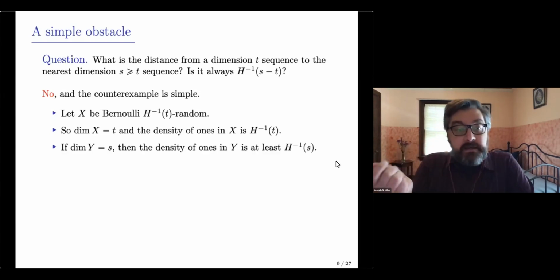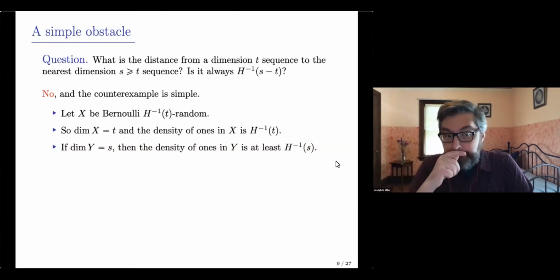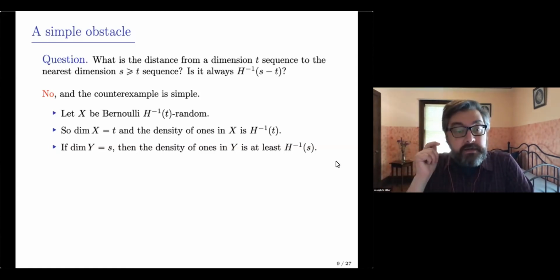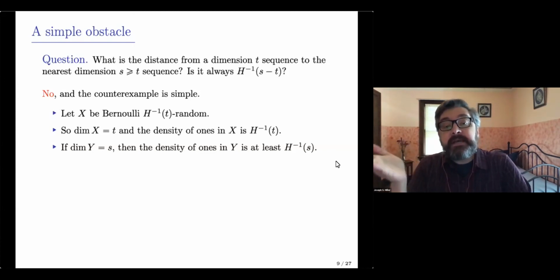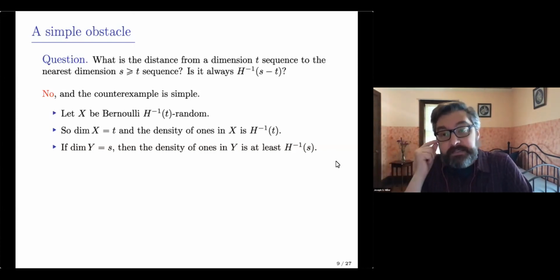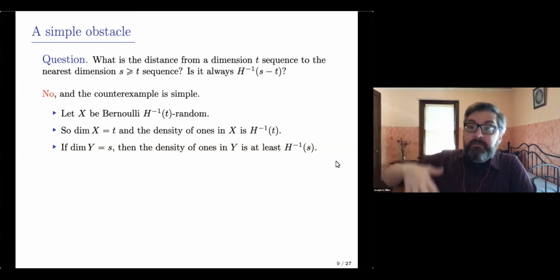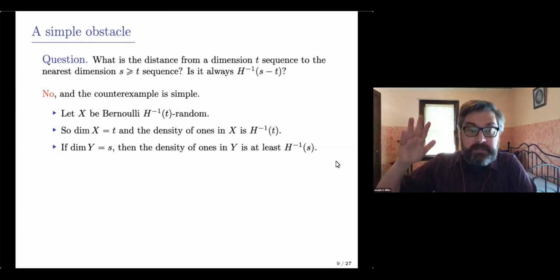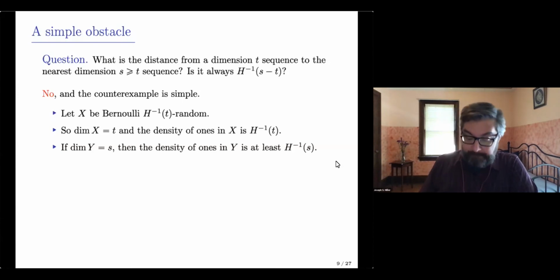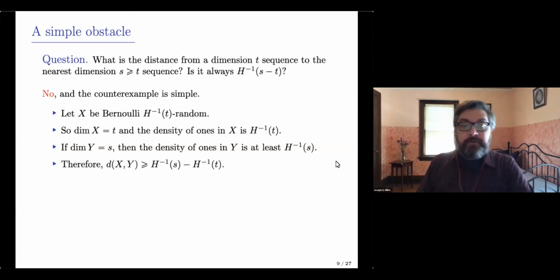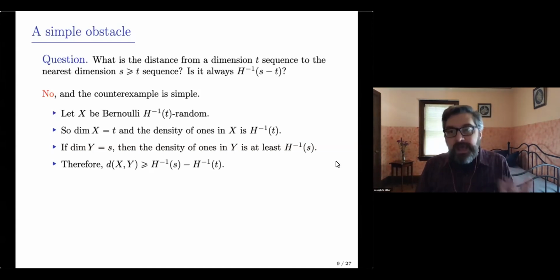Well, now we take a dimension s sequence y, and knowing that it has dimension s, we know that the density of ones in y is at least h inverse of s. If it drops below that infinitely often, then we can compress it too much, and the dimension is too small. So therefore, to get from x to y, you have to add at least h inverse of s minus h inverse of t ones. So that's the lower bound of the distance.